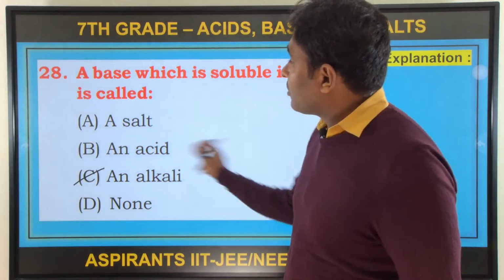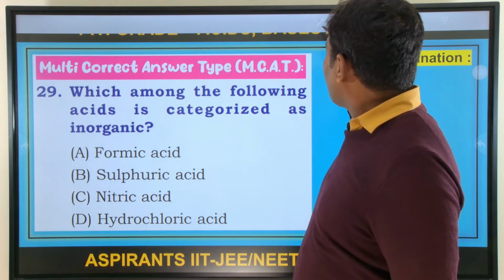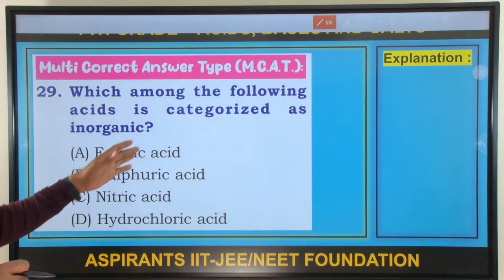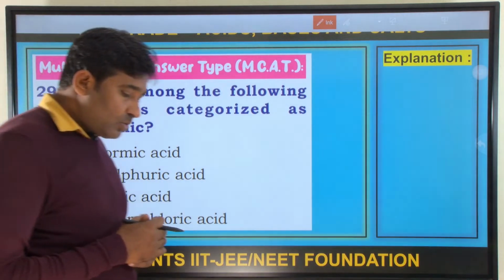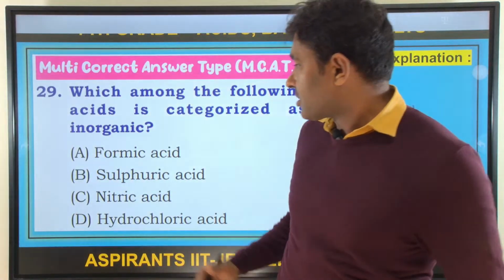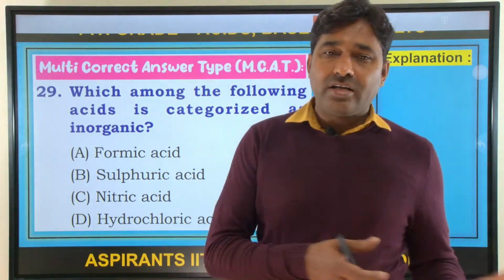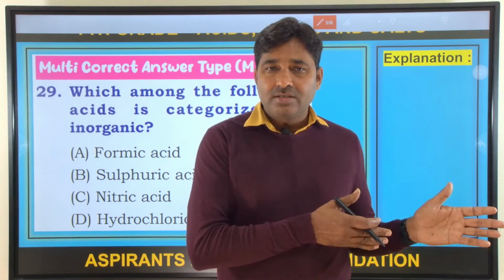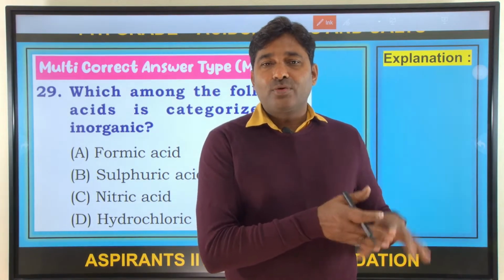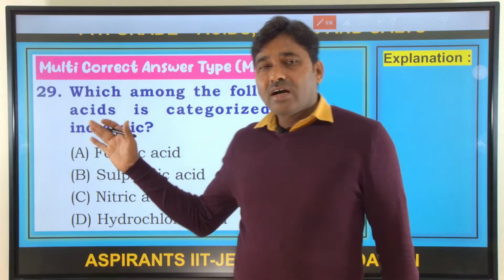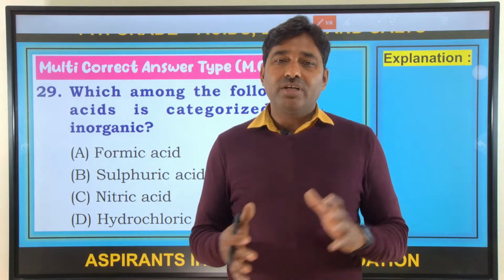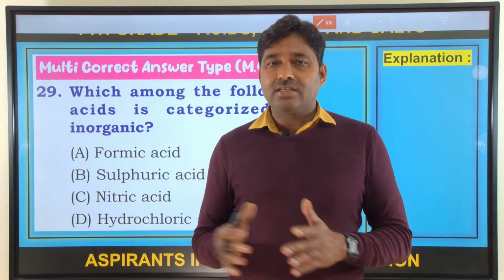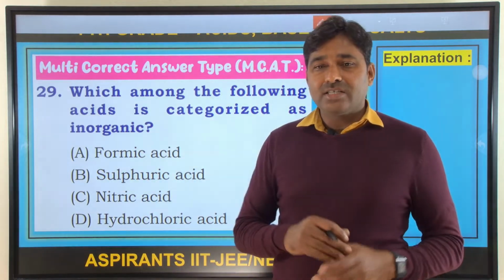Okay, next we go to the 29th question. Multi-correct answer type question: which among the following acids is categorized as inorganic? We need to identify inorganic acids from these options. Already we discussed inorganic and organic in the first video. Inorganic acids are nothing but mineral acids. They are obtained from minerals and they are strong acids because they undergo complete ionization. Organic acids are the natural acids. They occur in natural food, vegetables, fruits and animals. They are mild acids, weak acids.